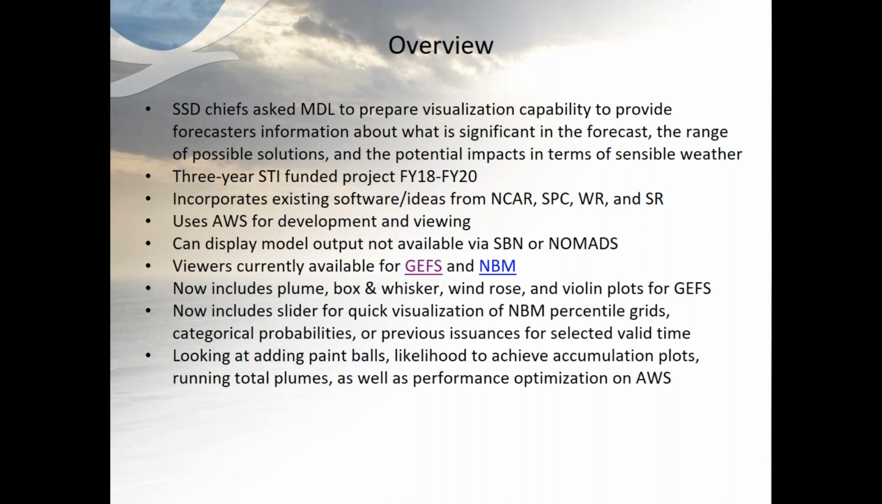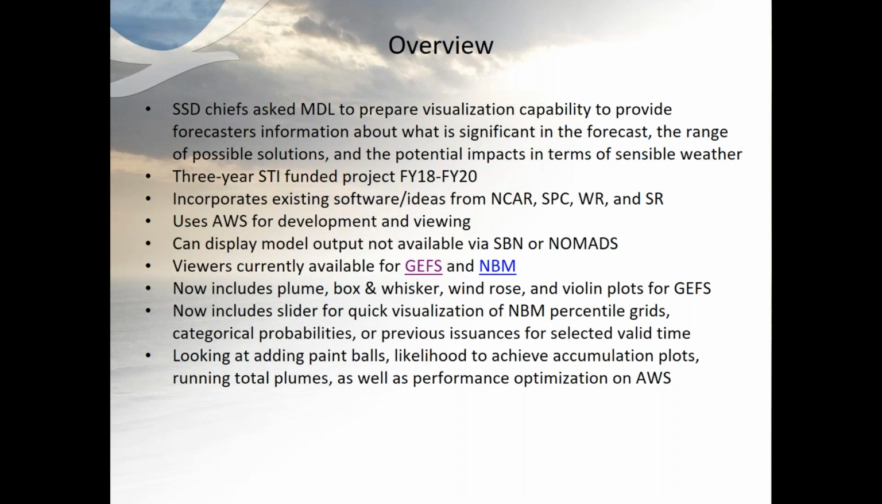Amazon Web Services, AWS, has been used for the bulk of the development and viewing. We can display model output. One of the drivers behind this is getting more information to the field that they don't have available to them, so we can provide more data to the field that isn't available over the SBN or Nomad, such as the parallel national blended models, or the one that's in development.